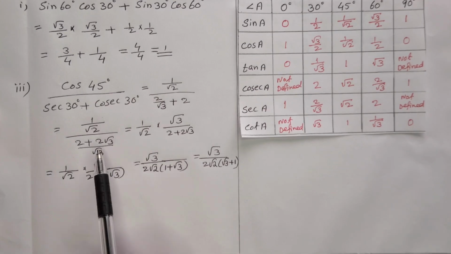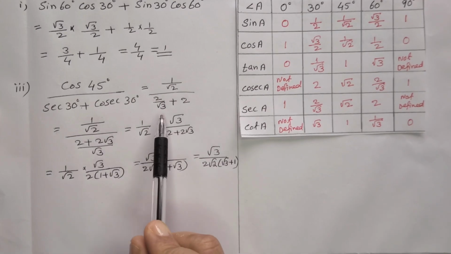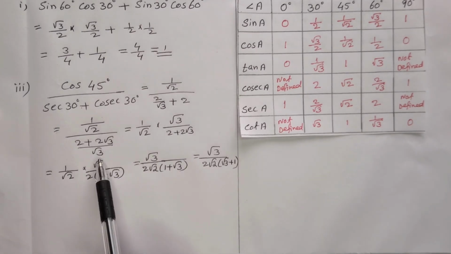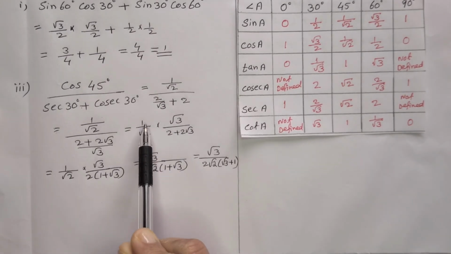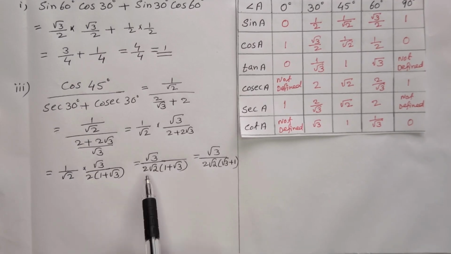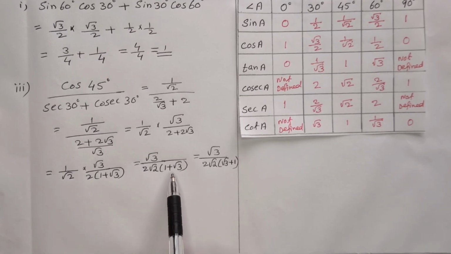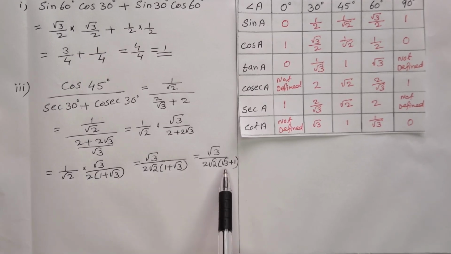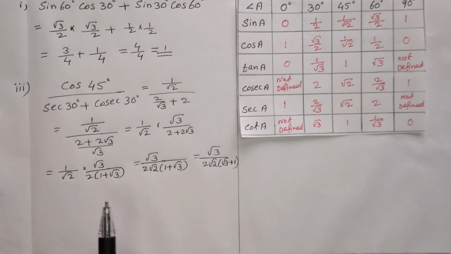When we are simplifying, 1 by root 2 with root 3 as the denominator, so 2 root 3 by root 3. Take the reciprocal: 1 by root 2 into root 3 by 2 plus 2 root 3. From here we can take 2 as common. So 2 into root 2 is equal to root 2 into 1 plus root 3. 1 plus root 3 we can write as root 3 plus 1 also.